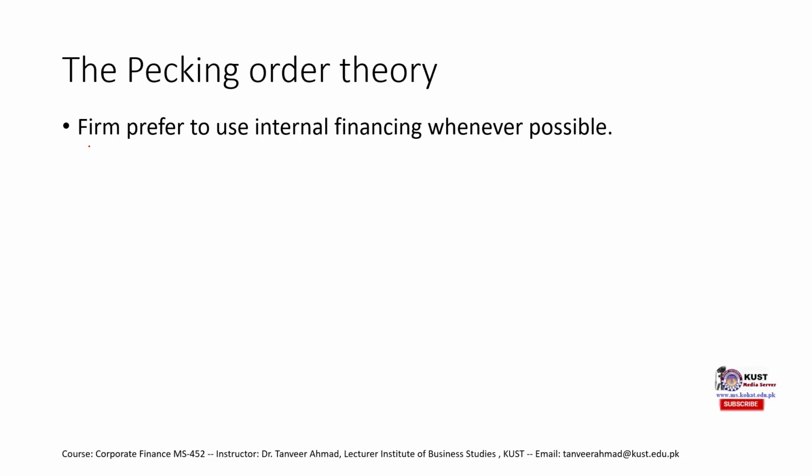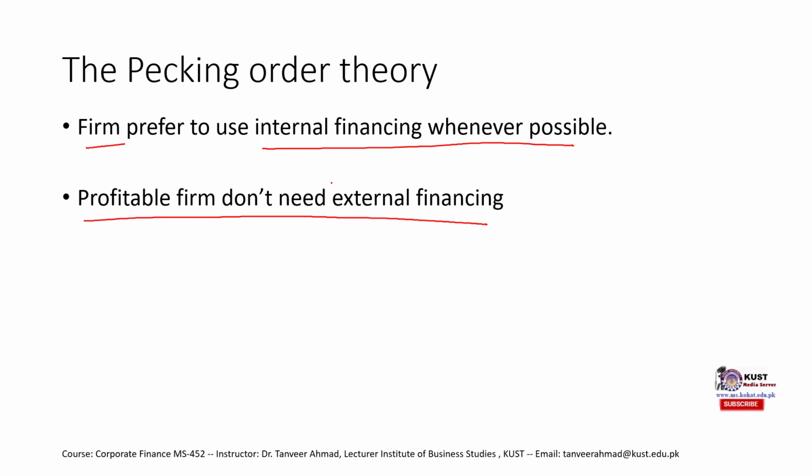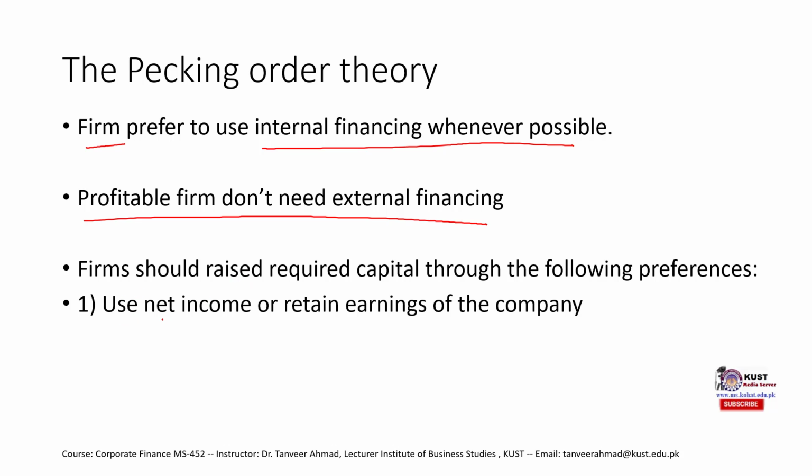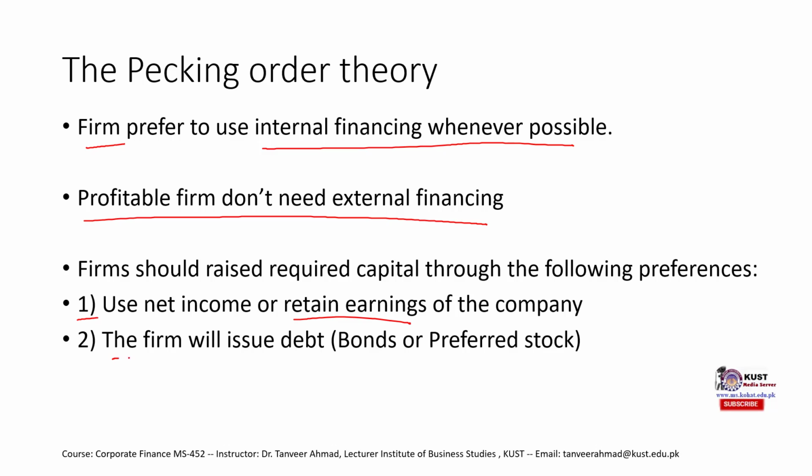So this pecking order theory says that the firm prefers to use internal financing whenever possible. Okay, and profitable firms don't need external financing. What this pecking order theory is saying is that firms should always raise capital first from their retained earnings. This should be the first preference of the firm. If they are raising capital from the retained earnings, then that is giving the signal to the shareholders that the firm is in a strong position, they are profitable, right? The second option for the firm should be to issue debt, whether it is bonds or preferred stock. And the last option for the firm should be to issue stocks, right?